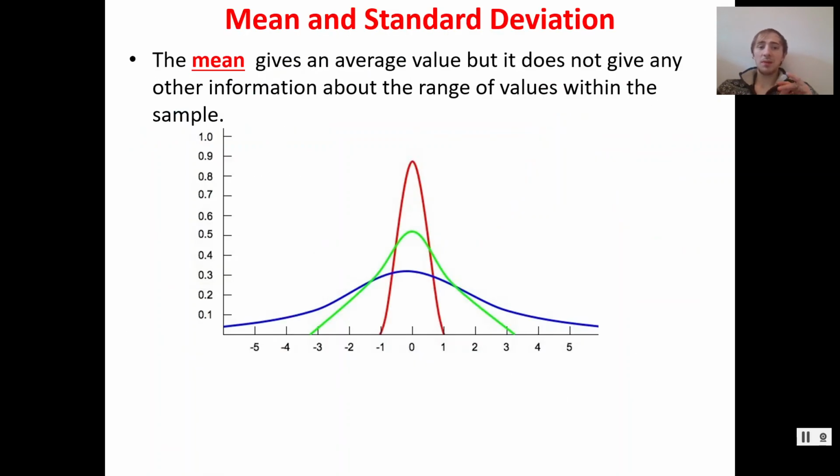Fine. The mean gives us an average value, and that's useful, but it doesn't tell you anything about the range of values within the sample. Clearly, there is a difference, if we look at that graph, between the red curve and the blue curve. If I said to you that the average height of a mole is 6 centimetres, you might go away thinking, well, all moles are about 6 centimetres, that's fine.